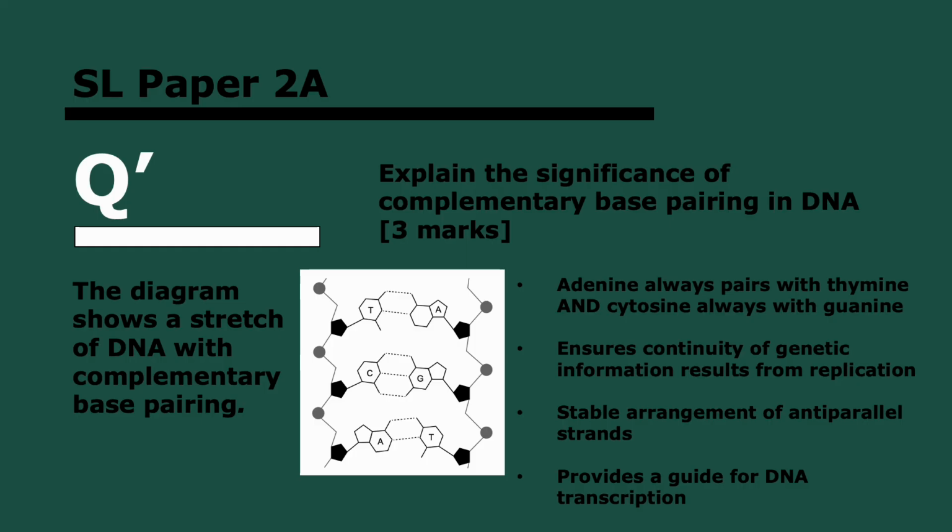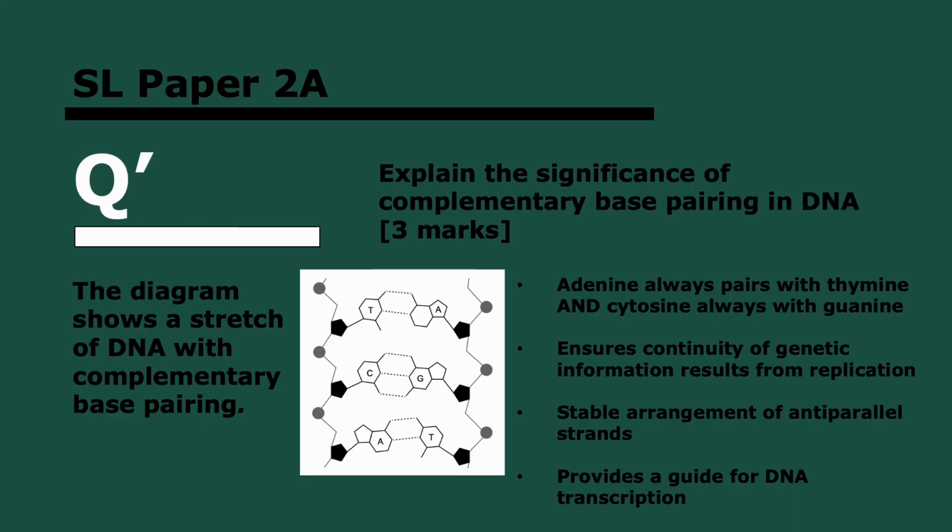And then thirdly, or fourthly, I guess, it provides a guide for DNA transcription. So it's similar to the second question, right? It ensures that the genetic information is passed on accurately. If you were to transcribe DNA and then adenine, instead of binding to thymine, binds to cytosine, you would get proteins to be completely different every single time you transcribe DNA. And therefore, it would be a mess, right? You would get a mismatch of proteins and stuff you don't want in the cell.